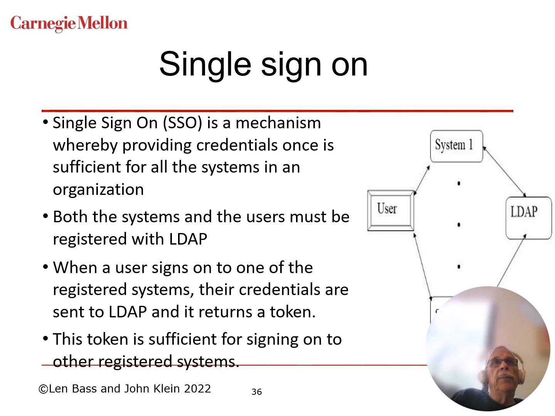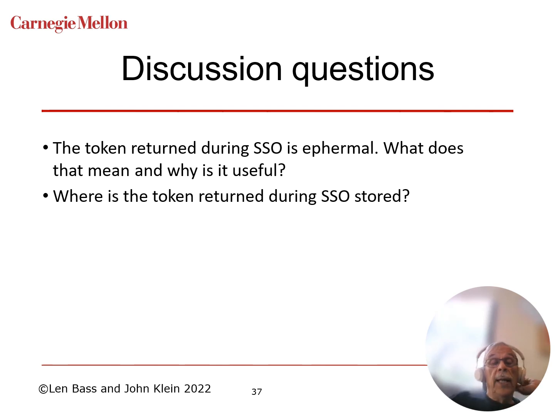Somebody takes your computer after you leave it open. They take it after a period of minutes or maybe an hour, and try to use the organization system, but the token has expired, and so they have to log in on their own ID. So this token, where is it stored? Okay, that's one of the discussion questions. And then I told you what ephemeral means and why it's useful, so I answered the first discussion question.